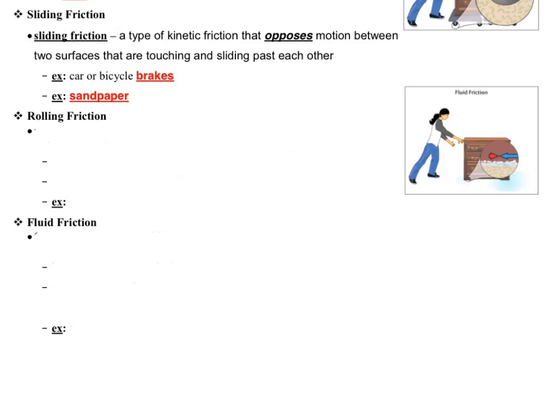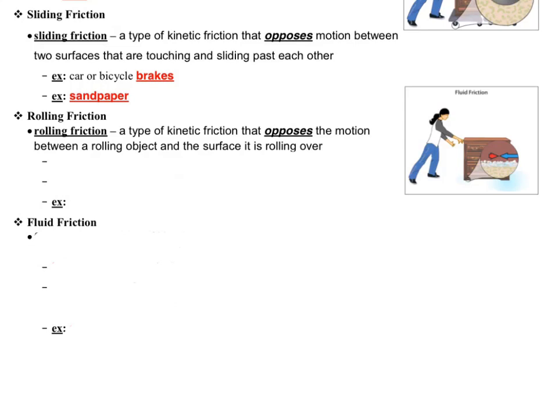So next, what is a type of kinetic friction that opposes the motion between a rolling object and the surface it's rolling over? Logically, this is rolling friction. We can think about this with common sense, because we use rolling friction all the time. Does rolling friction tend to be more or less than sliding friction? The answer is rolling friction tends to be less than sliding friction.